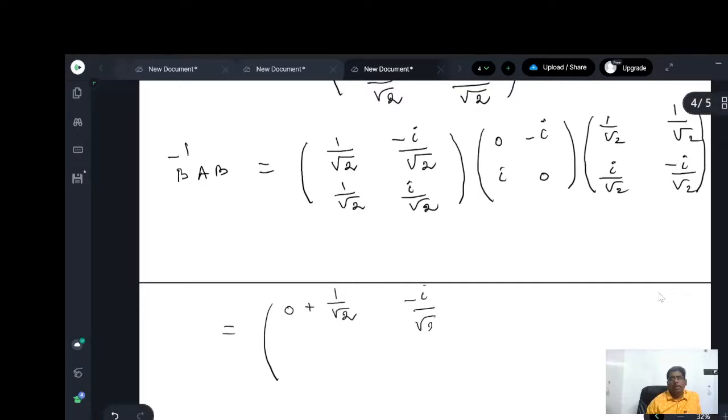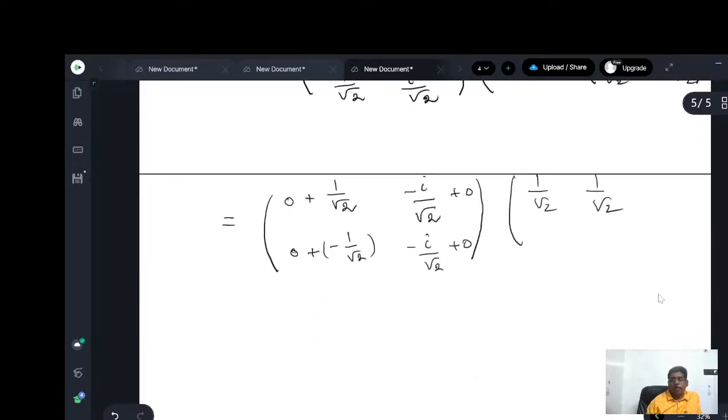Minus i by root 2 plus 0, then 1 by root 2 into 0, 0 plus i squared minus 1, this is minus 1 by root 2. Here 0, this term, take this row and this column, this is minus i by root 2 plus 0, should be multiplied by 1 by root 2, 1 by root 2, then i by root 2 minus i by root 2.